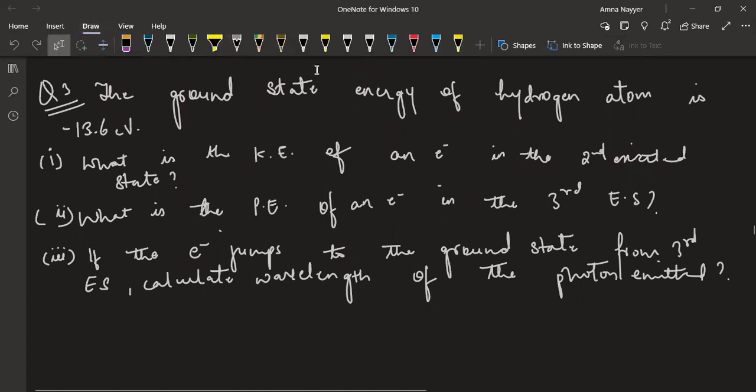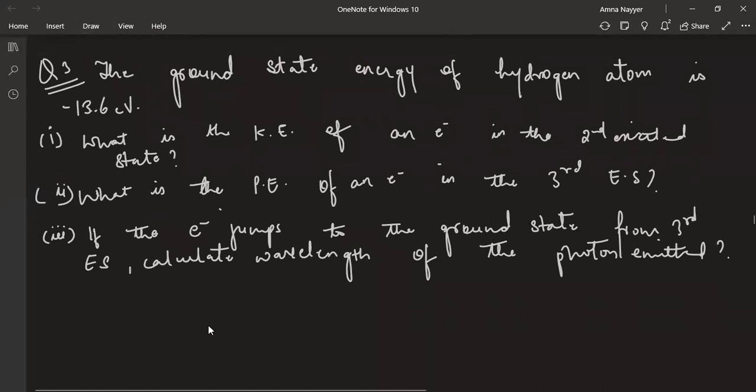See, the ground state energy of the hydrogen atom is minus 13.6 electron volt. Even if it is given or not, we already remember this value, right? Minus 13.6 electron volt. Kinetic energy of electron in second excited state. So we know the total energy in second excited state. But before we proceed with the discussion, tell me what is n in the first part, except Ahmed. Second excited state means what?